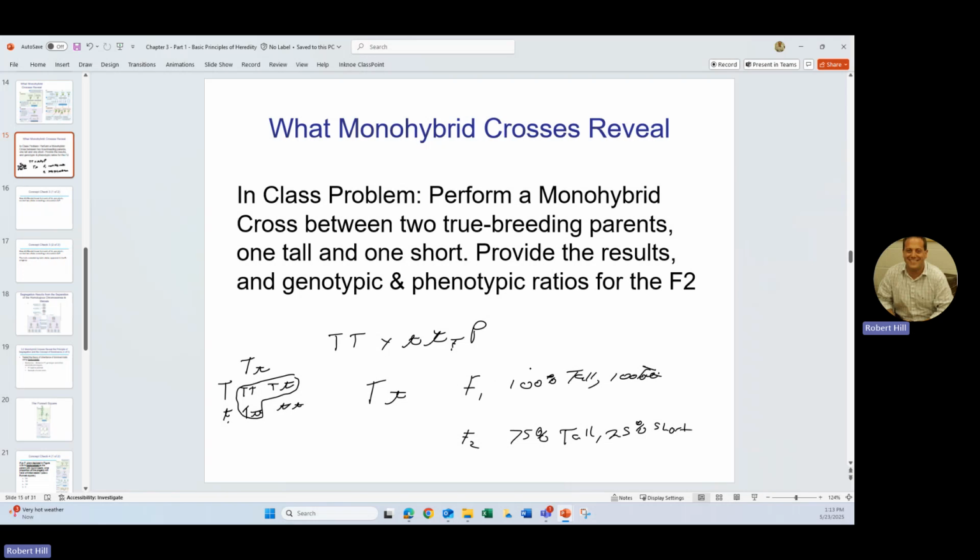All right, now for F1, I gave the phenotypic ratio, 100% tall. And I also gave the genotypic ratio, which is easy, right? It's 100% heterozygous. Now for the F2 generation, the genotypic ratio is a little different, because we have homozygous dominant, homozygous recessive, and we also have heterozygous. So the genotypic ratio here is 1 to 2 to 1.